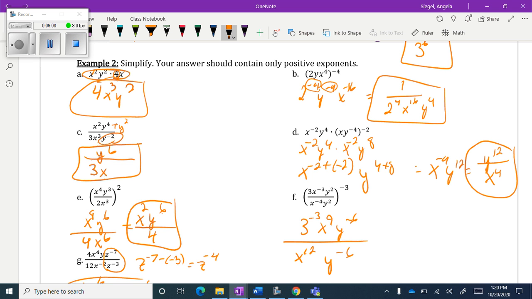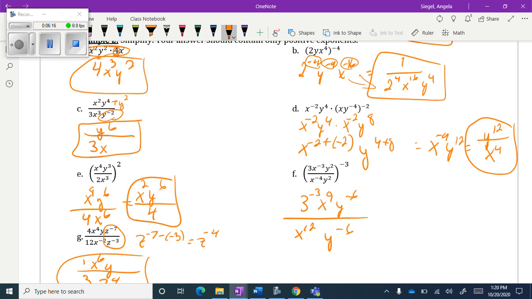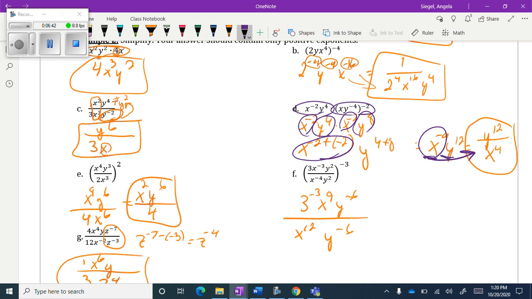This one, everybody was not happy. They were negative, so we're going to put them below the fraction. This one, this guy wasn't happy on bottom, so I moved him up on top, and then I combined them. 4 plus 2 is y to the 6th. And then I had 2 x's on top and 3 x's on bottom, so I was left with 1 x on bottom. This one, I distributed that 2, and then I combined, so my x's, I had x to the negative 4th, and then I had y to the 12th. So that negative 4, the x was not happy, so he moved to the bottom.